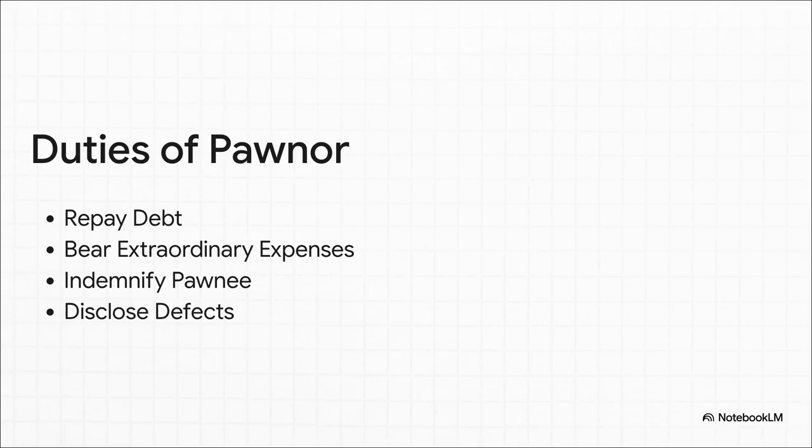Write these strictly. First, duty to repay debt. Must repay loan with interest. Second, duty to bear extraordinary expenses incurred for preserving the goods. Third, duty to indemnify pawnee for loss due to pawnor's defective title or fault. Fourth, duty to disclose defects in the goods pledged. Ensure these 4 points are explicitly numbered 1 through 4 on your exam paper. This perfectly completes the comprehensive legal relationship between the two parties.